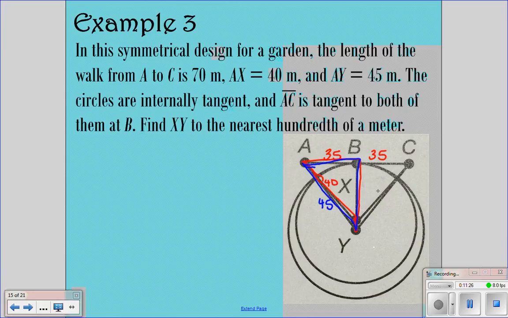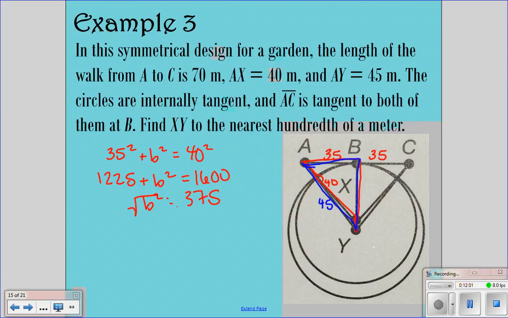So for the red one, I'm going to have 35 squared plus b squared equals 40 squared. And so 35 squared is 1,225 plus b squared, and then 40 squared is 1,600. And so if you solve for b squared, you'll get b squared equals 375. And so then you take the square root of both sides. And you should get that your b value would be 19.36. So that's the length from B to X.